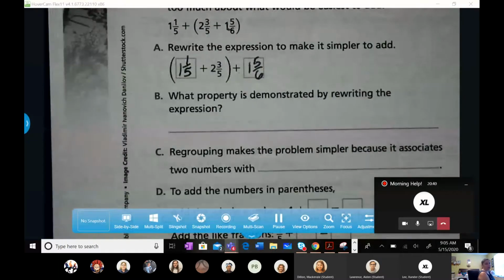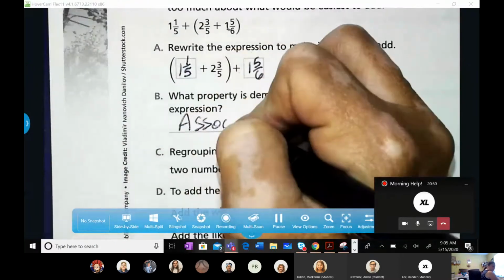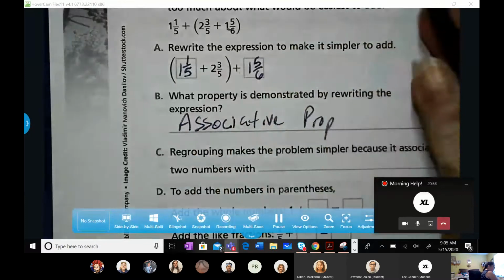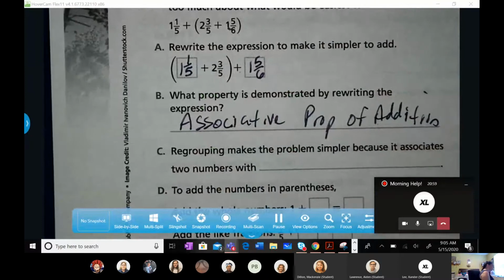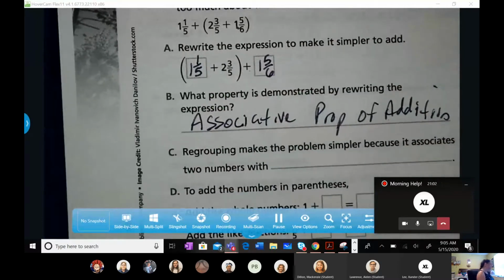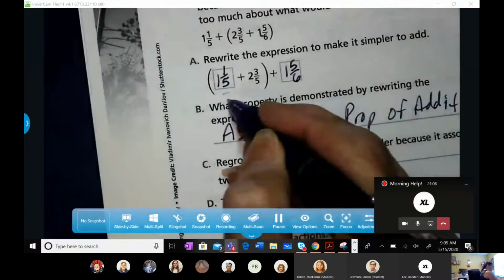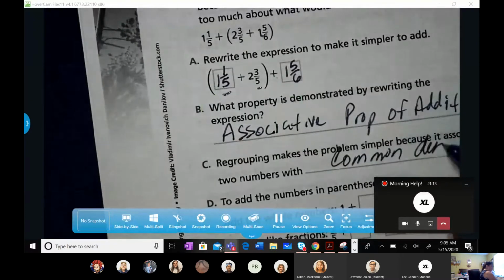Asking me what property is demonstrated. So all we did is rearrange those parentheses. So if you remember, that is the associative property. And since we're adding, it would be of addition, right? All right, so it says regrouping makes the problem simpler because it associates two numbers with, and as you can see, we grouped them together because it gives us the common denominators.